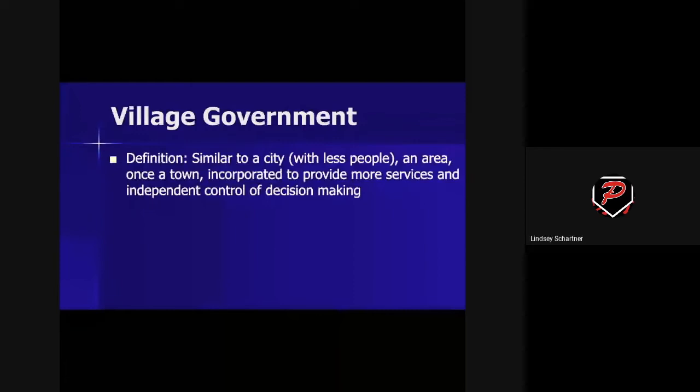It used to be a town. Now it's been incorporated to provide more services and independent control over decision making. So your village is going to have more to offer to the people than a town would. It's going to have more money to spend, and it's going to have more things to provide.